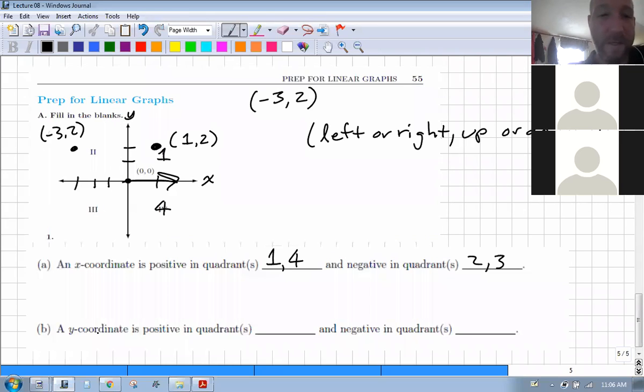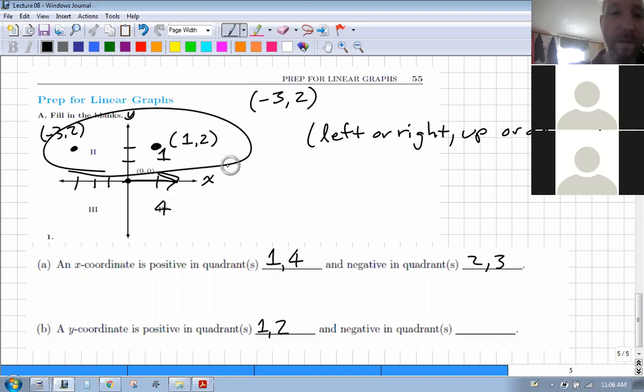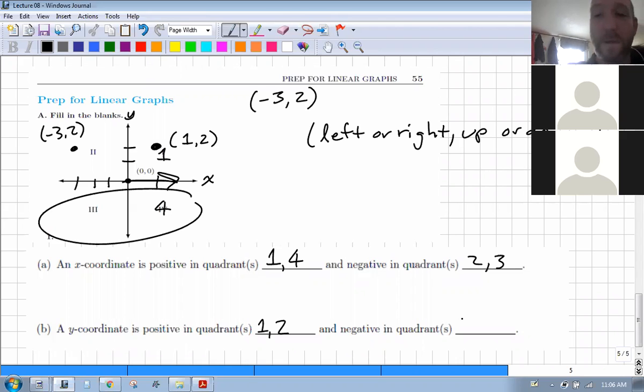All right, part B, Y coordinates. The Y, the second one, is how far you go up or down. If it's positive, you go up. So if you're going up, you're either in quadrant 1 or 2. If your y coordinate is negative, then you're going down, which means you're in quadrants 3 or 4. It's like playing Battleship.